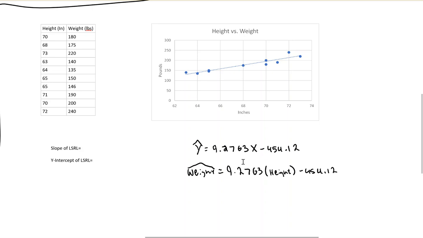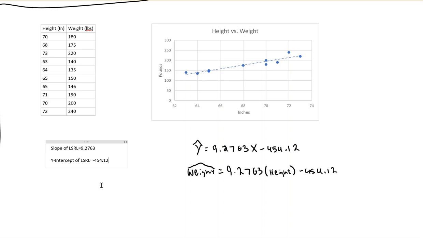So our slope is going to be 9.2763. So we have a slope of 9.2763. Our y-intercept is the constant value. So it is not attached to the x. It is this negative 454.12.